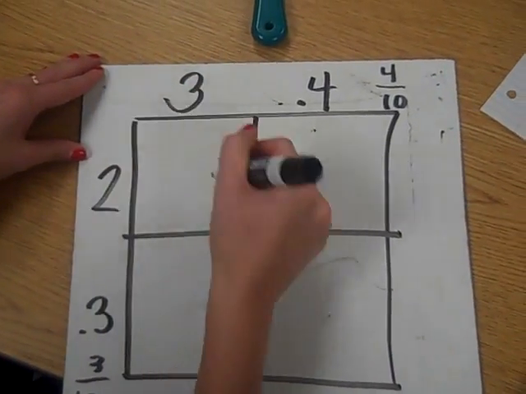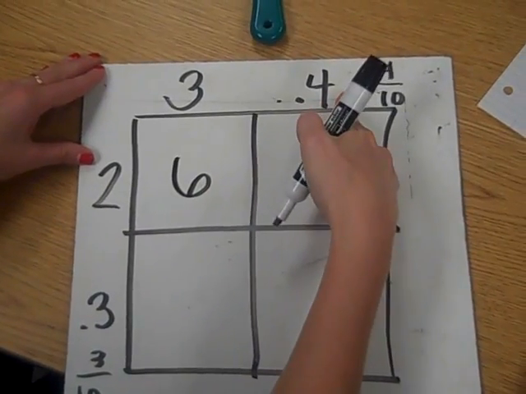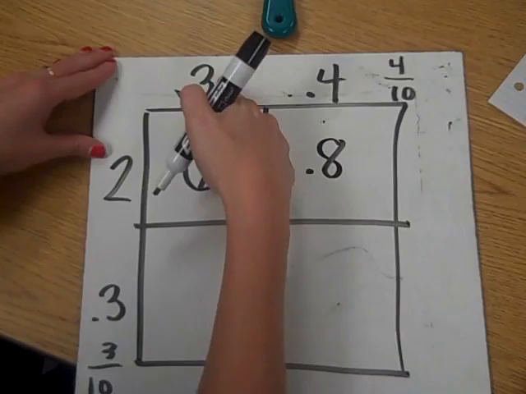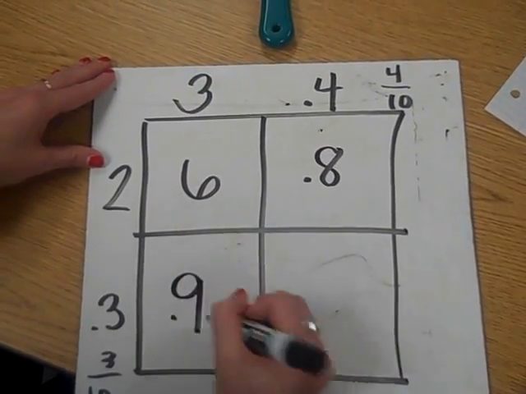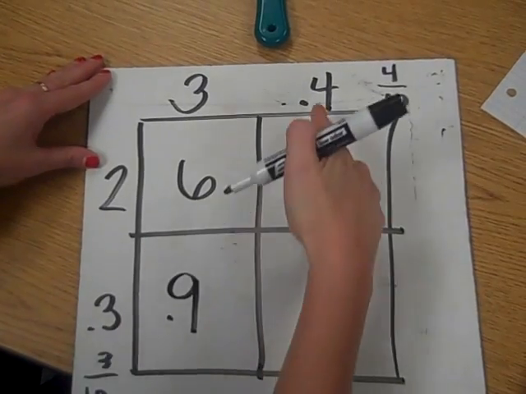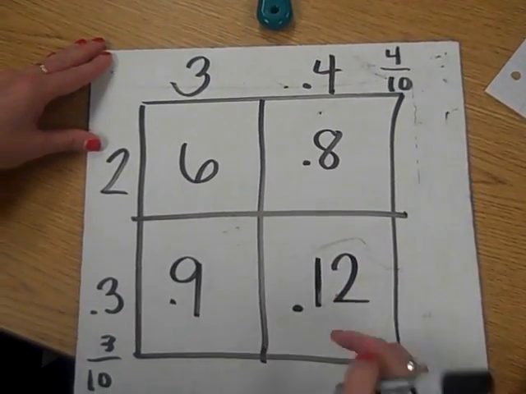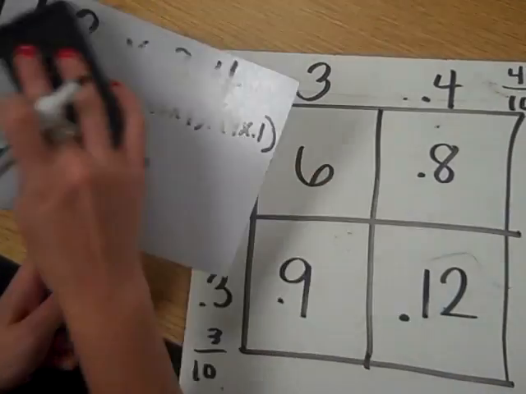Here, 2 times 3 would give me 6. 2 times 4/10 would give me 8/10. Here, 3 times 3/10 would give me 9/10. And 3/10 times 4/10 would give me 12/100. I now have my partial products. I can add them together.